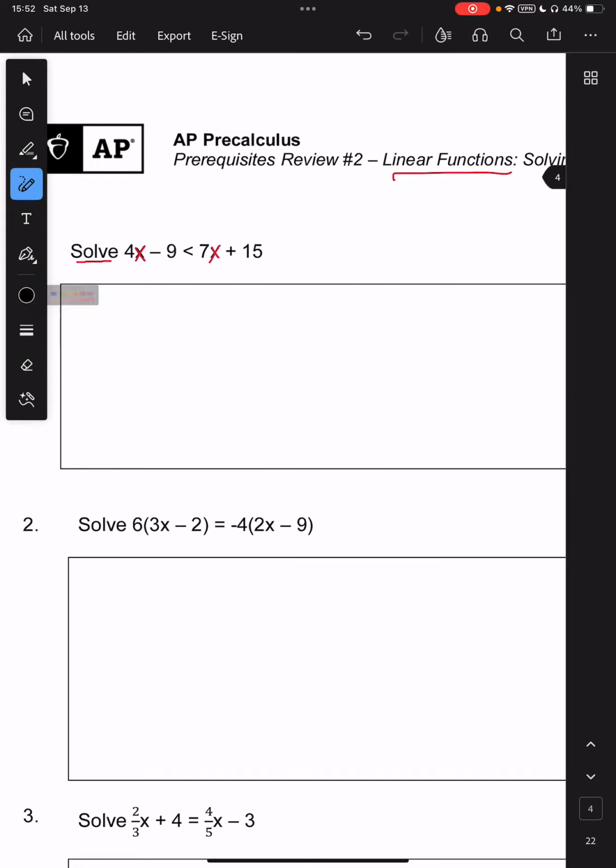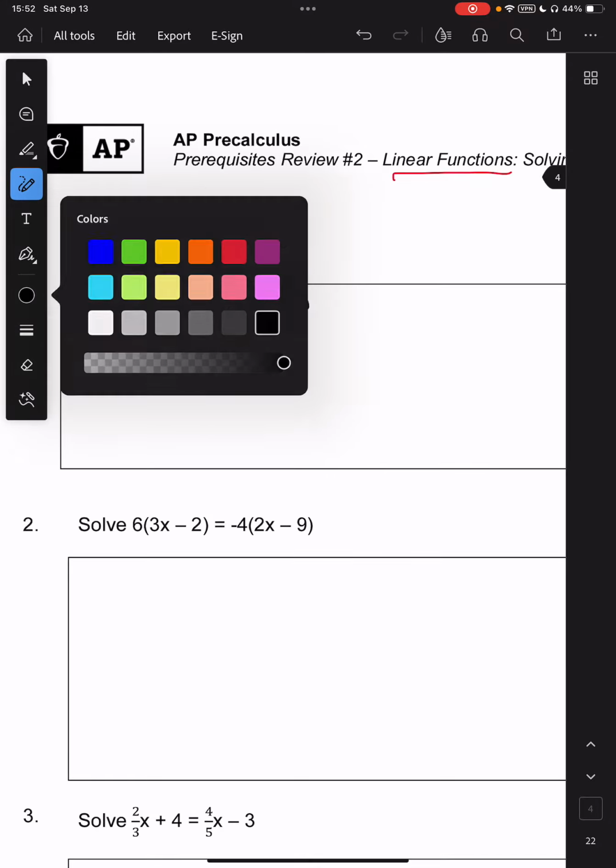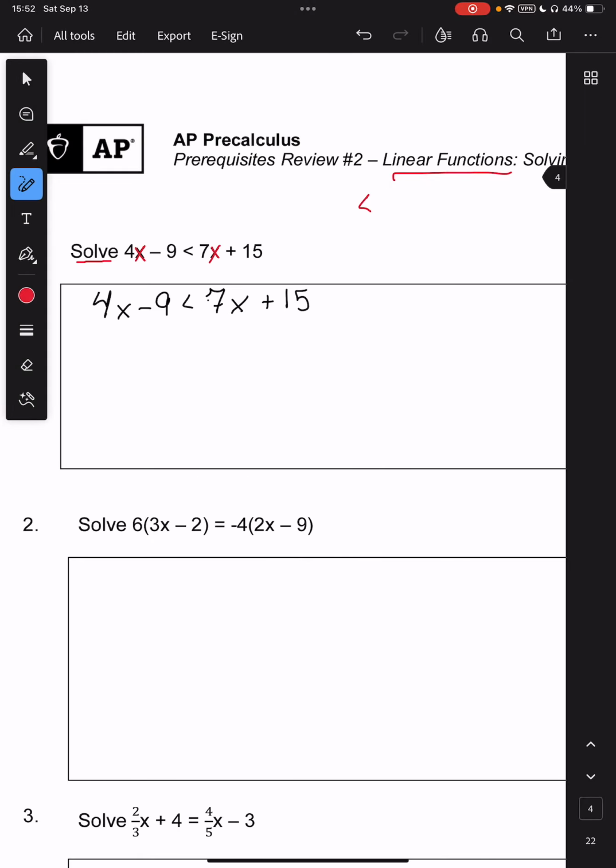So let's start. I just like to rewrite our equation in our box so we know what we're working with. And in this case, this is an inequality. We know it's an inequality because we have our less than sign. Remember, inequalities are always going to be less than, greater than, less than or equal to, or greater than or equal to. So we're solving for x.